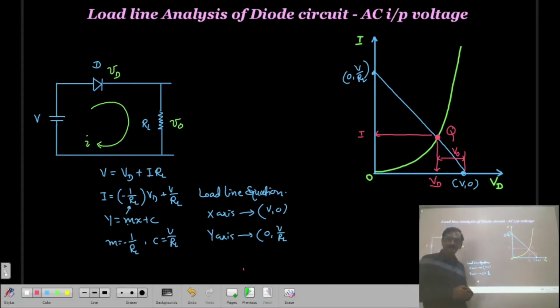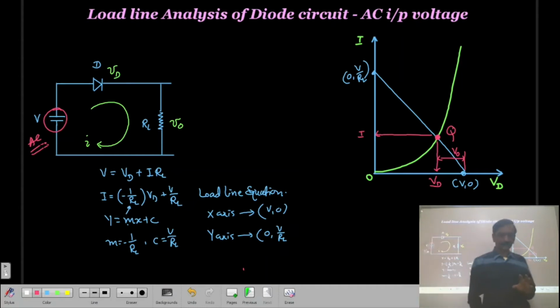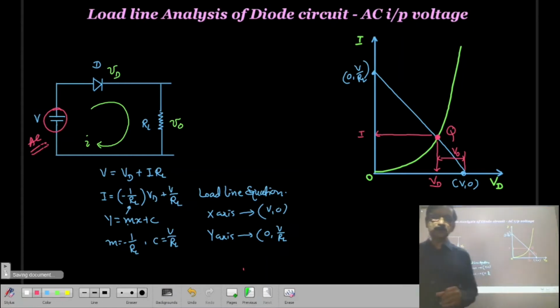But now, instead of a DC voltage, if we apply an AC voltage, then how do we find out the value of the current? The DC voltage has only one value, while in the AC case, the input voltage is continuously changing. It means the current in the diode circuit is also continuously changing. Then how do we find out the value of the current in the circuit? So let us see the load line technique for the AC input voltage.